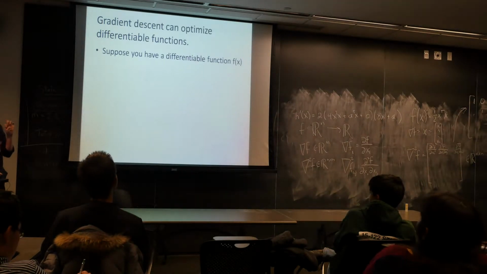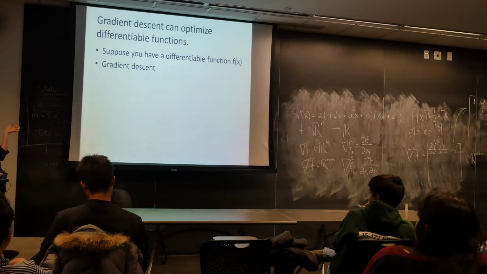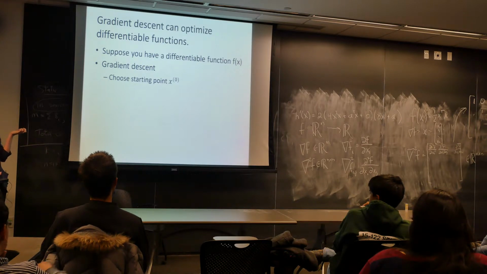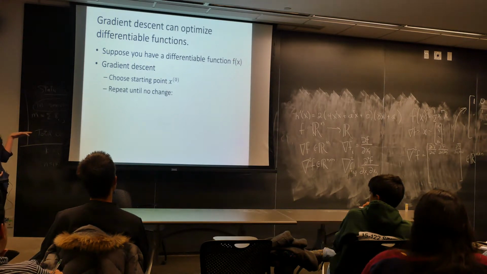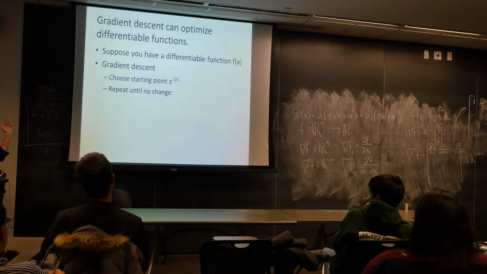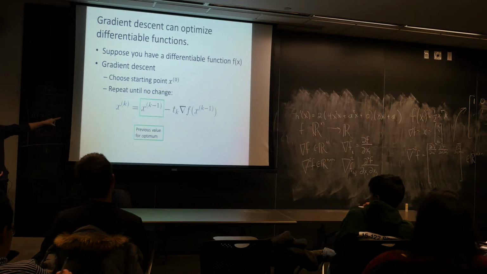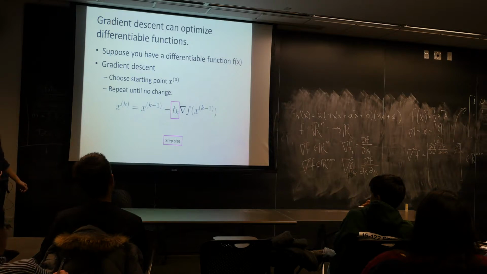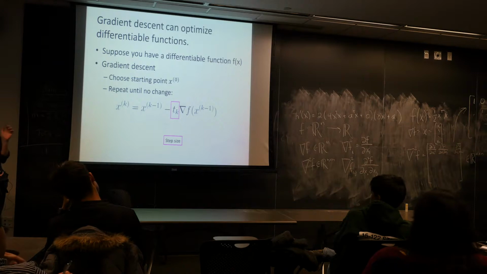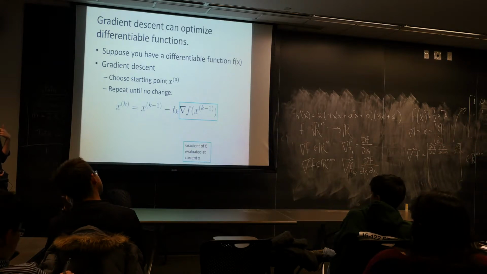So here is the formula for gradient descent. You choose a starting point, and then you continue this process until there's no change in what point you're at. You get an updated value for your optimum, from the previous value for your optimum, starting at whatever starting point you chose. Usually you choose it at random. You have something called a step size, which is just a scalar. And then you evaluate the gradient of f at your current point, x k minus 1.